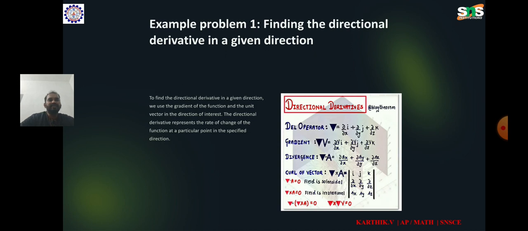Finding the directional derivative in a given direction. Here del is the operator. Del equals ∂/∂x i plus ∂/∂y j plus ∂/∂z k. We know the gradient, del of a scalar, equals ∂/∂x of v i plus ∂/∂y of v j plus ∂/∂z of v k. Divergence, del dot a, equals the differentiation of f1 with respect to x plus the differentiation of f2 with respect to y plus the differentiation of f3 with respect to z.